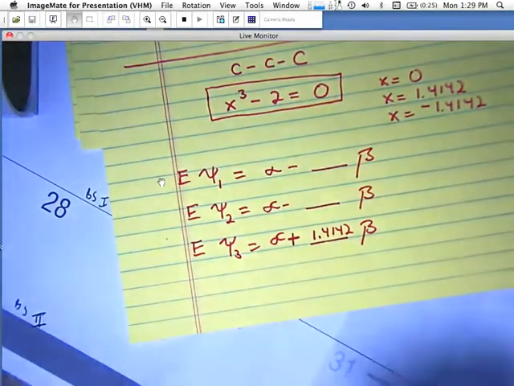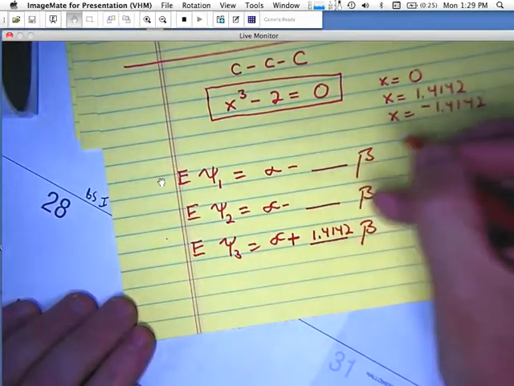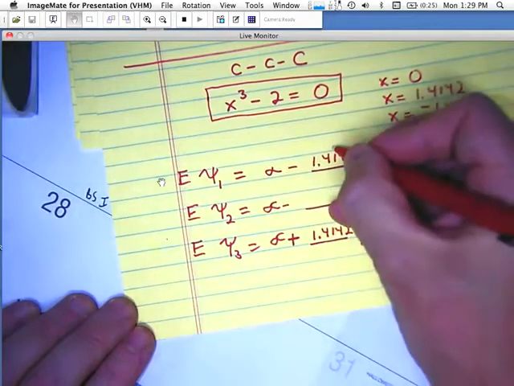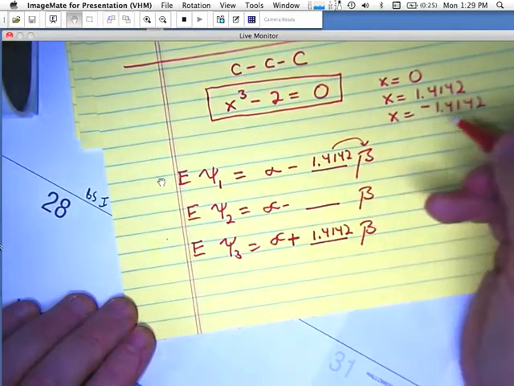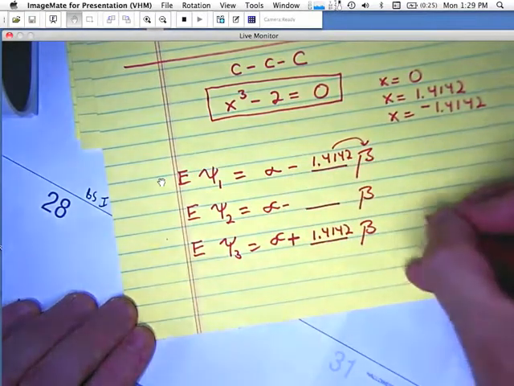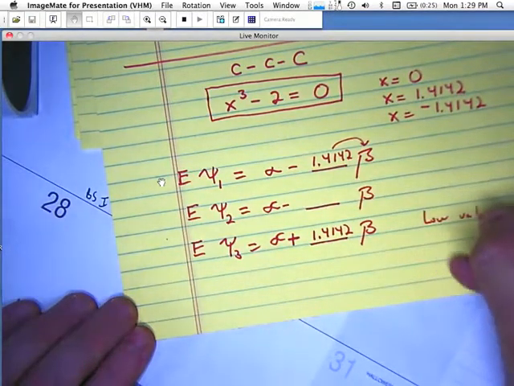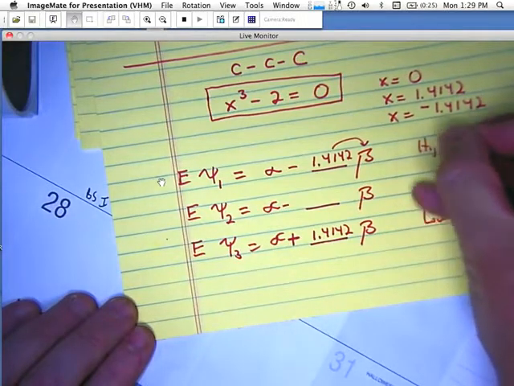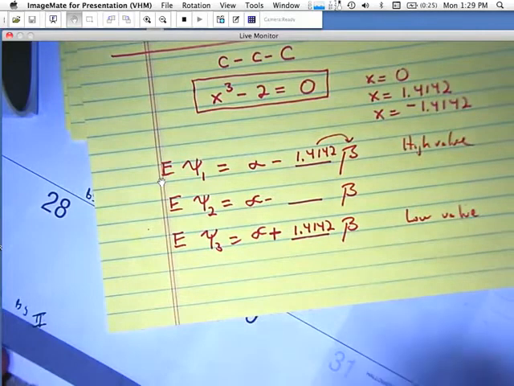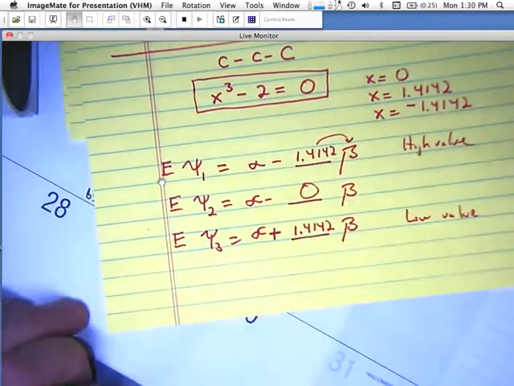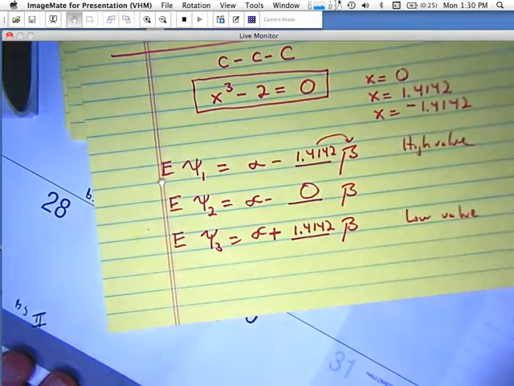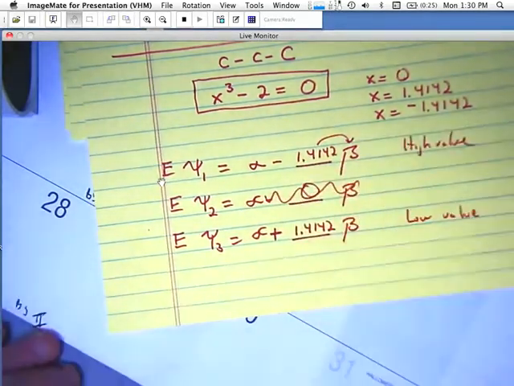What would be the next one? This one is going to be a minus 1.4142, because remember, this is a positive number times a negative number, and that's going to give me a low value of energy. This is going to give me a high value of energy. And what do you think the one in the middle is going to be called? That's going to be called 0, because that's my third root up there. So that one's just going to be something like that.